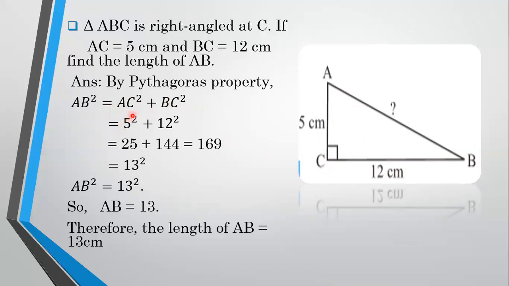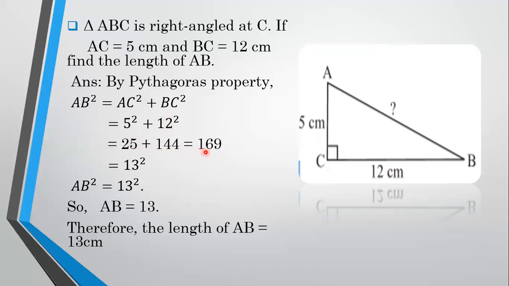Now AC square is 5 square and BC square is 12 square. 5 square means 5 into 5. 5 into 5 is 25. And 12 square is 12 into 12. 12 multiplied by 12 will give 144. And when we sum up 25 and 144, we will get 169.